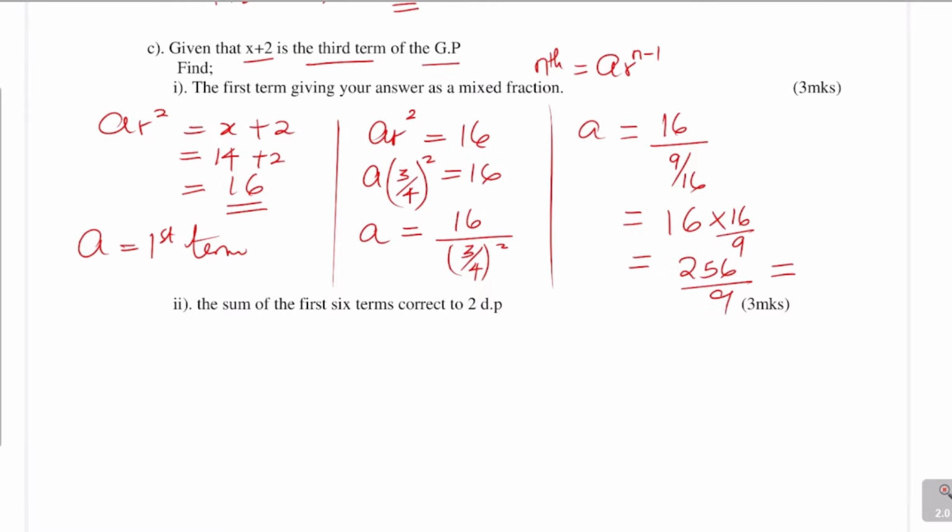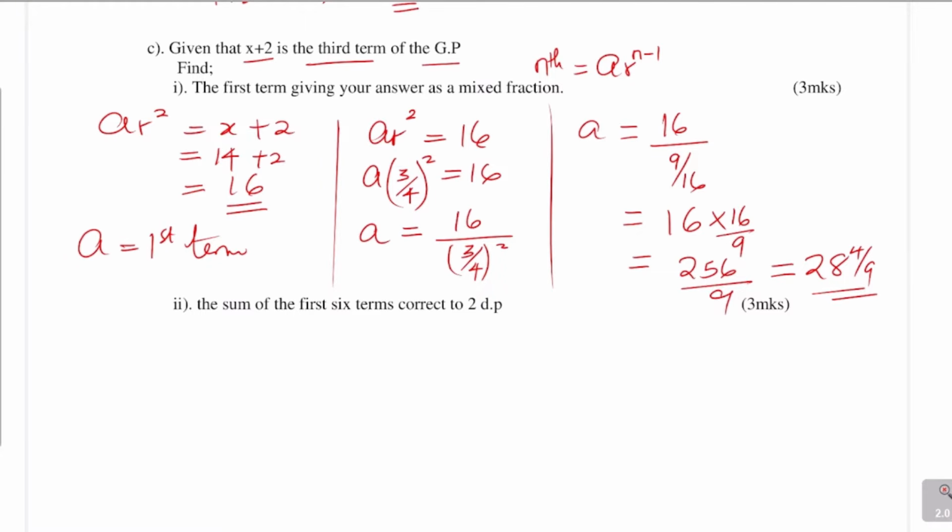Now you're supposed to leave this one as a mixed fraction. So as a mixed fraction, when you divide these, you will get 28 and 4/9. That is the value of the first term.